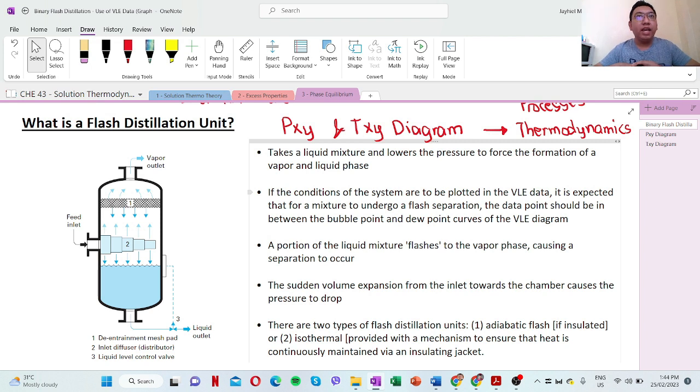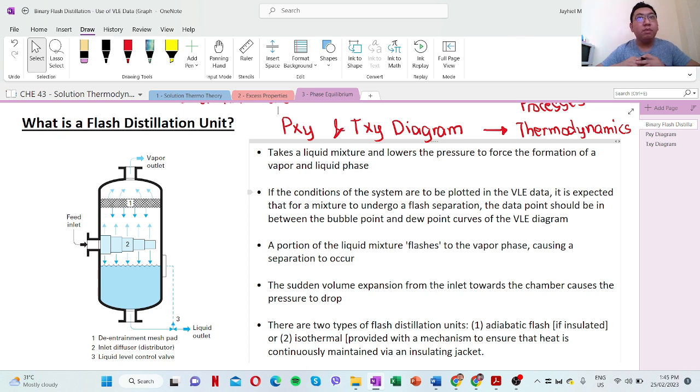So a flash distillation unit basically ensures that the feed inlet, which is expected to be a liquid mixture, undergoes a separation in a way that a portion of the liquid mixture becomes vapor. And of course, once that portion becomes vapor, the more volatile component is expected to vaporize and go to the vapor outlet stream. As presented on the screen, the flash distillation unit takes a liquid mixture and lowers the pressure to force the formation of a vapor and liquid phase.